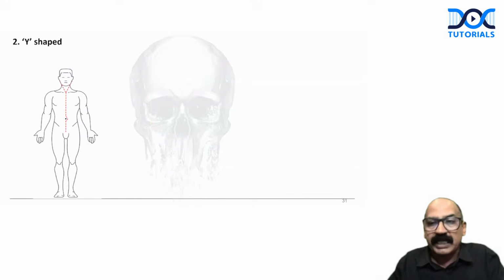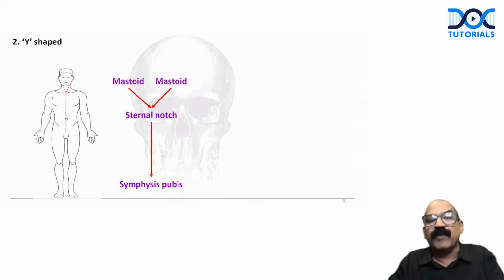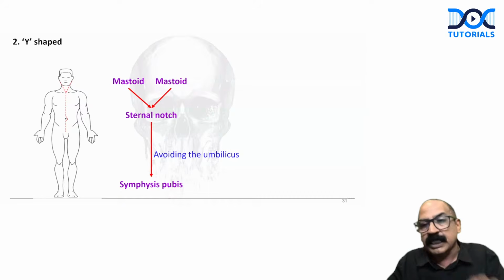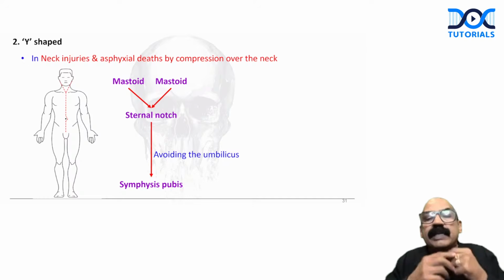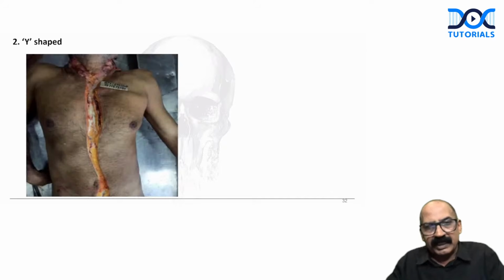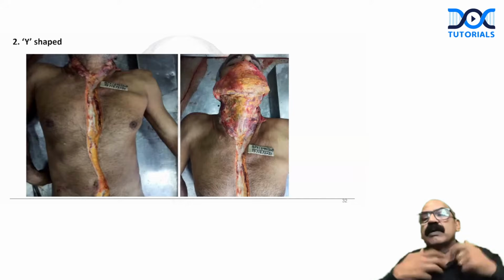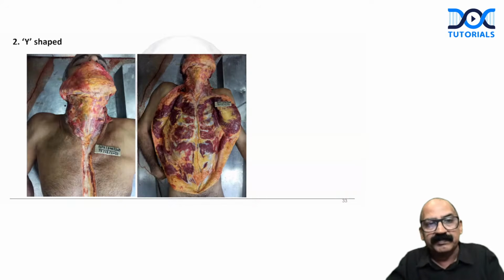Number 2, Y-shaped incision starts from both mastoids down to the sternal notch, down to the pubic symphysis, avoiding the umbilicus. It is normally done in neck injuries as well as asphyxia death by compression over the neck, like ligature strangulation, manual strangulation, cutthroat injury. Okay. Look here, it is a Y-shaped incision. Then they reflect the skin. You can expose the entire neck, then open the chest and abdomen.